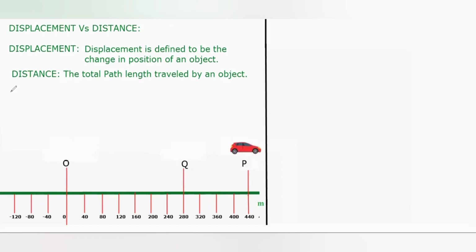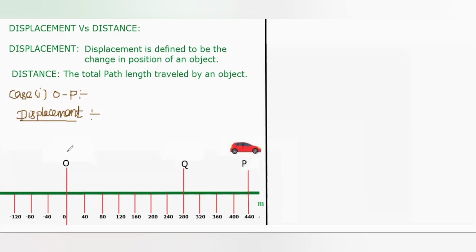Okay, in the case 1, we are going to consider the motion of the car from O to P. Okay, so in this case, what is the displacement and what is the distance that we are going to discuss? First of all, what is displacement? As per the definition, it is the change in position.